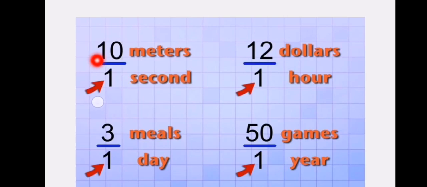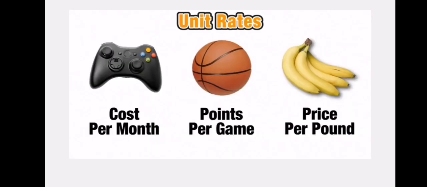So 10 meters compared to 1 second. $12 compared to 1 hour. 3 meals to 1 day. 50 games to 1 year. So always if I'm comparing two quantities, two different units, and the second is 1, in this case I will call it a unit rate. I will call it what? Unit rate.